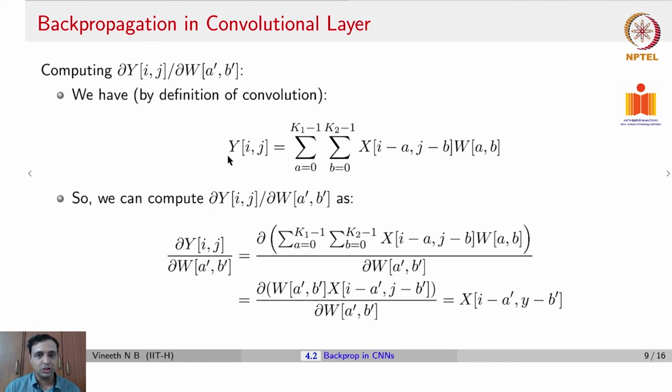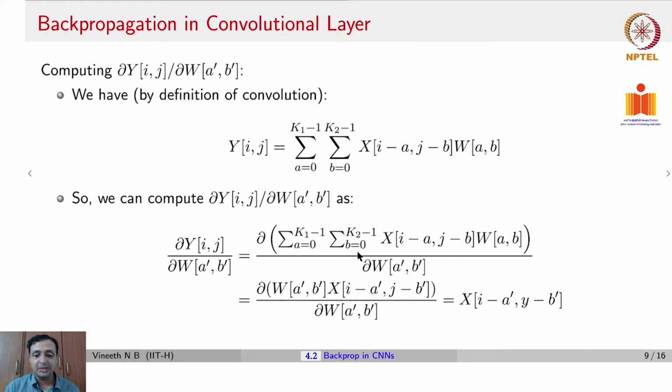By definition of convolution, once again we have Yij, which follows from the standard definition of convolution. This K1, K2 are the filter sizes, and this is your first principles definition of convolution. Using this, we can now say ∂Yij/∂W a'b' can be written by expanding Yij in terms of the entire output that you have from the first equation. So you have the entire RHS of the first equation, you put that in there.